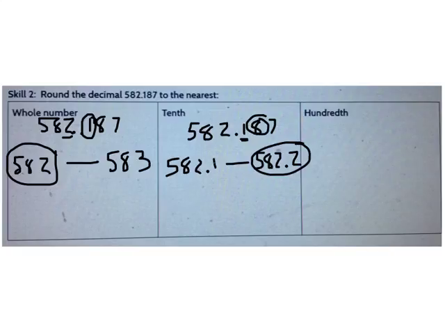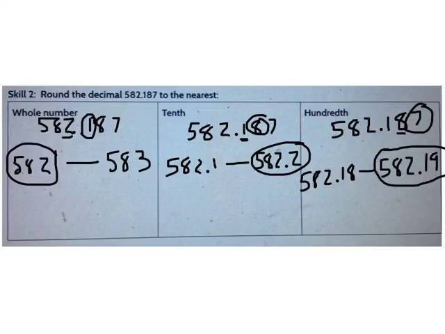This number is between 582 and 1/10 and 582 and 2/10. The 8 in the hundredths place tells me that I should round to the larger tenth. Now you try another. Round this number to the nearest hundredth. The correct answer is 582 and 19 hundredths.